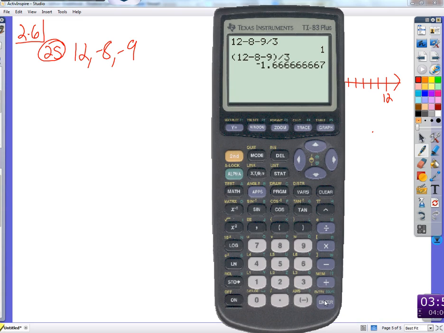So can I trust that this is the right answer? What's the problem, though, in this class? What do I ask for in your answer? Is this exactly right? How could I write it exactly right in my answer? You do negative 1.6 with a repeating sign. Okay. Good enough. Fair enough.